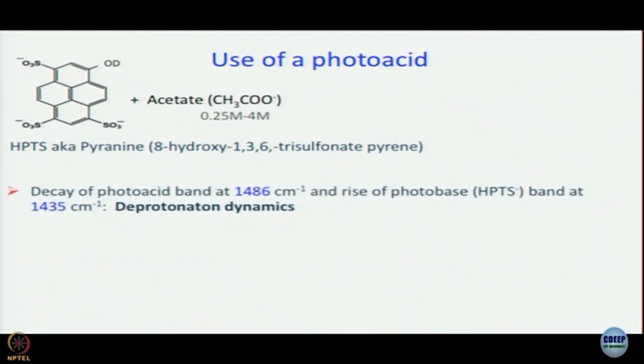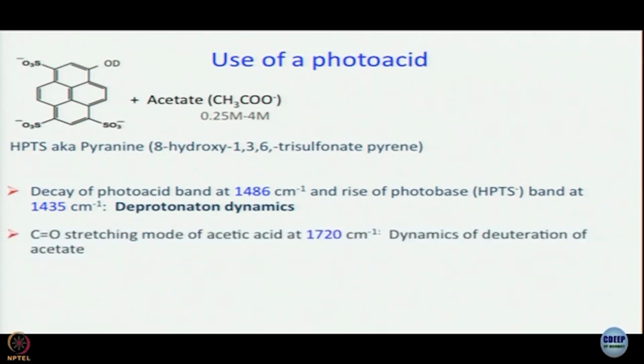So, the decay of the photoacid band is at 1486 cm⁻¹, and the rise of the photobase, the corresponding anion after loss of proton, is at 1435 cm⁻¹. If you follow this, you get to know the deprotonation dynamics. The C=O stretching mode of acetic acid is at 1720 cm⁻¹. So, the base that is used is acetate, right. When acetate becomes acetic acid, then this 1720 cm⁻¹ stretch should show a rise time. That gives you the dynamics of protonation of acetate.